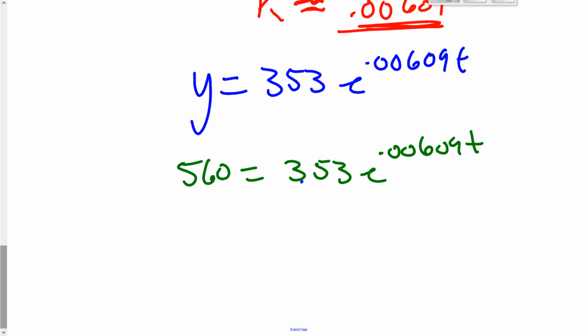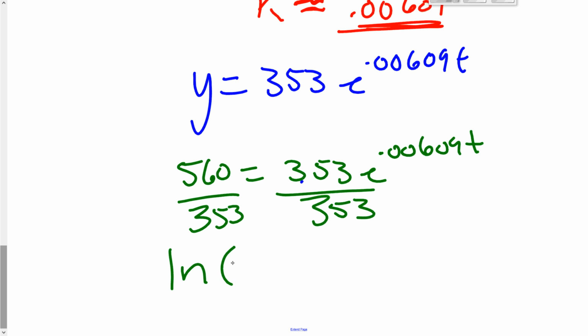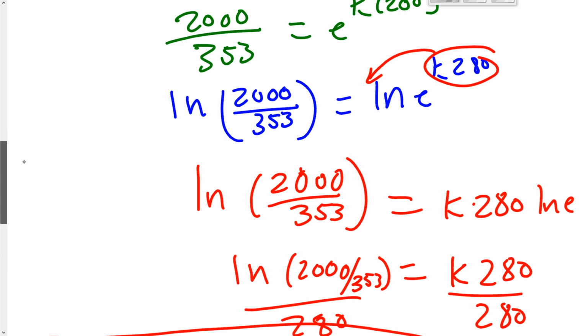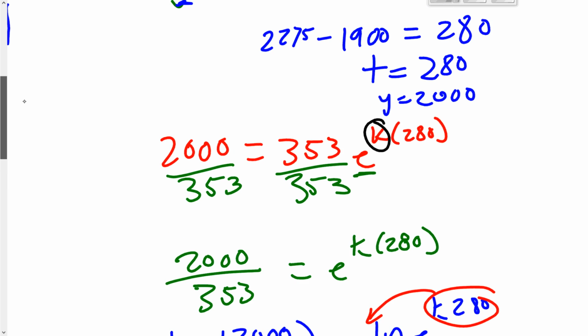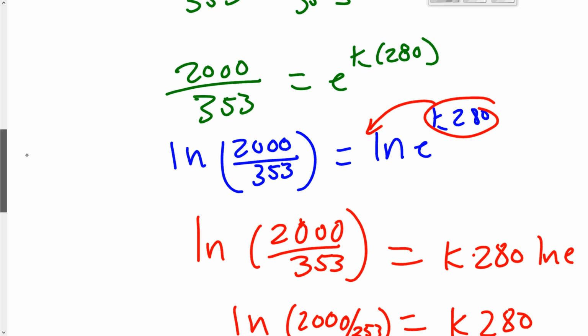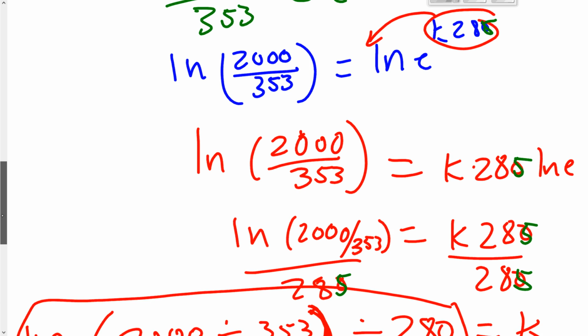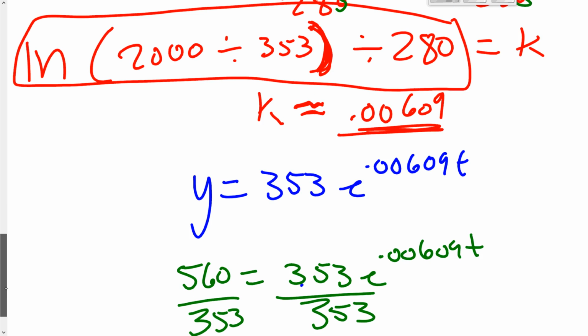And now we're solving for t, right? We divide by 353, same kind of thing as when I put in the year, 285. Did I say 280? It should be 285. This should be 285. But you still get that k, because I took that k from the book.